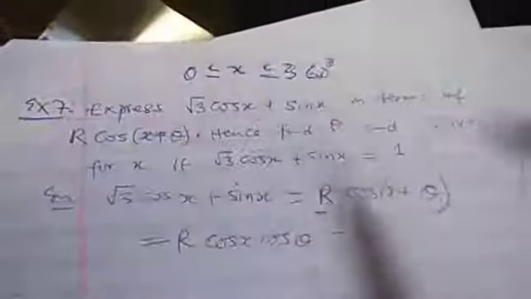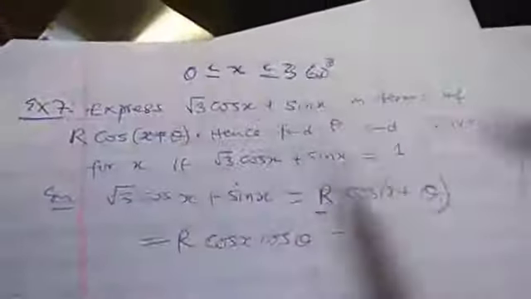Another important question. Express this in terms of r cos s minus theta. Hence, find theta and solve for s if this is equal to 1. We want to solve this equation. Now, the first thing is that I'll first need to express this in terms of r cos s minus theta. Our aim is to find what our r is and what our theta is.